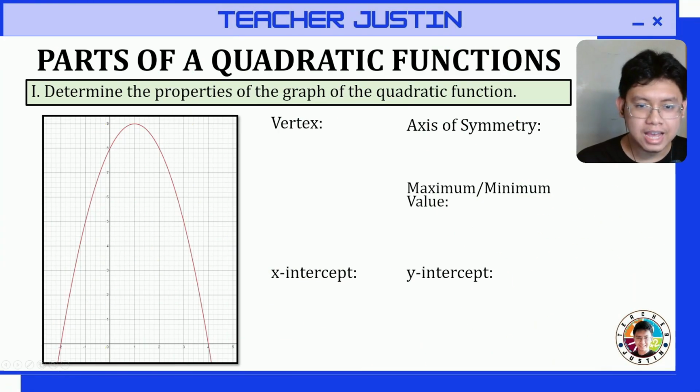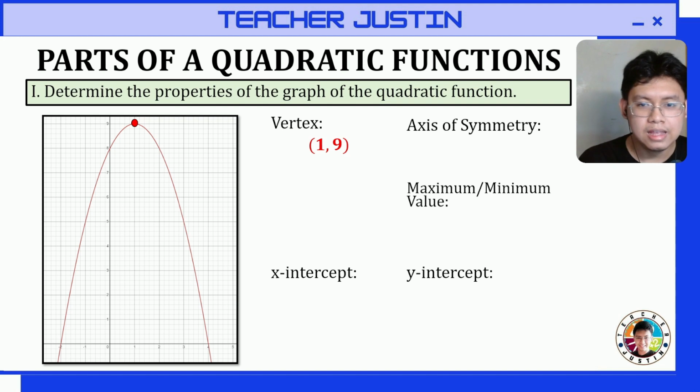Let's have another item. So let's identify the properties of the graph of the quadratic function. So we're given the graph of our quadratic function and let's identify the given parts. So first, hanapin natin yung vertex. So the vertex is located at the highest or the lowest point of our parabola. So ito yung parabola natin. Since opening downward siya, the vertex is located at the highest point of our parabola. So nandito siya. So yung coordinate niya is located at 1, 9. So ito yung ating vertex.